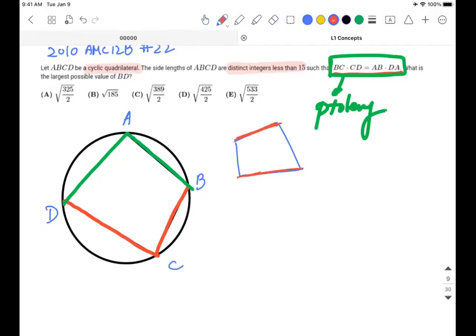Red, red, green, green equals to black, black, right? This is what Ptolemy asks you to do. But in this problem, they're not like opposite two sides. On the contrary, they're like adjacent two sides. So that means that maybe Ptolemy theorem might not be a very easy approach, at least not a direct approach, to try to solve the problem.